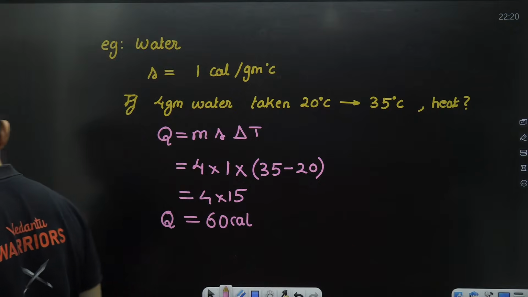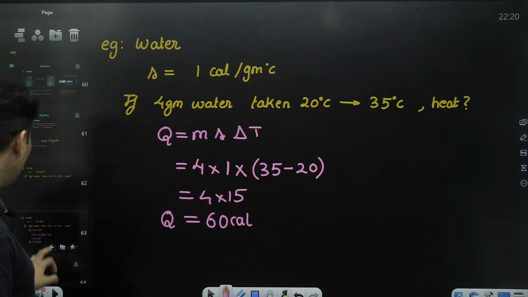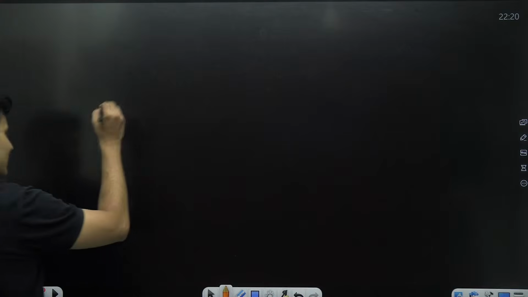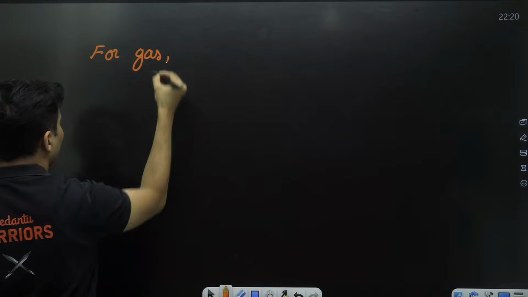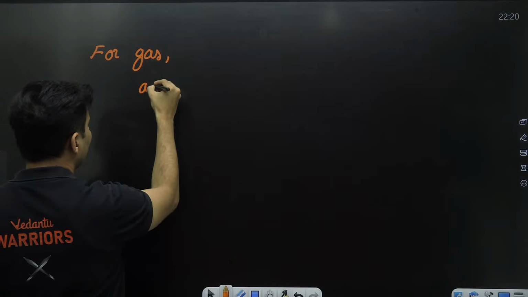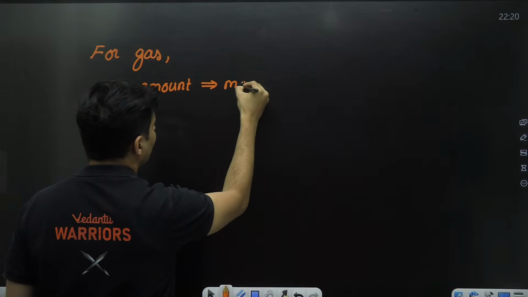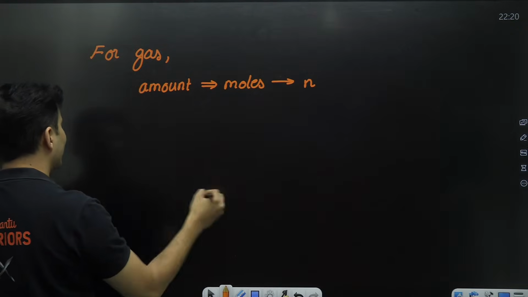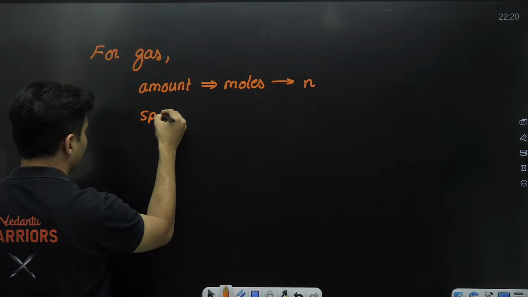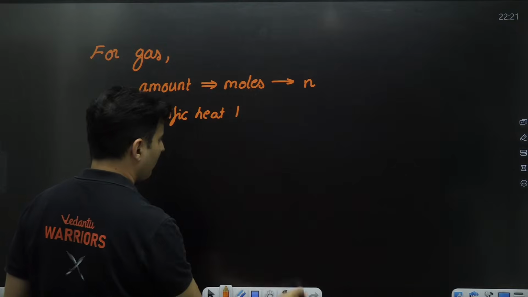Okay. Yes, sir. Understood. Now, this is okay as long as I said it is solids and liquids. But the moment you have a gas, you do not use the exact same formula. For gases, you generally don't measure the amount in kgs. The amount is measured in basically moles, and moles is measured in n. And over there, you don't have specific heat capacity.